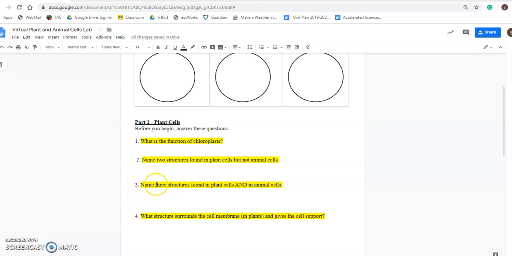Number 3 says, name 3 structures found in plant cells and in animal cells. So this would be the center part of your Venn diagram. Take a look at that and you can find the answers for number 3.